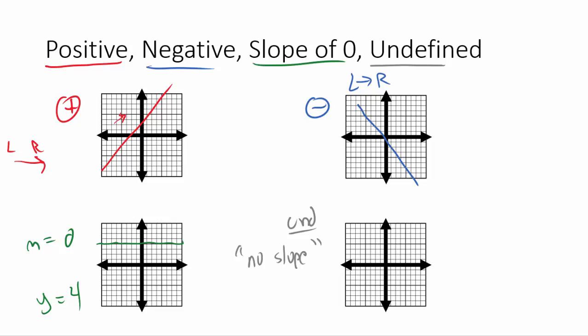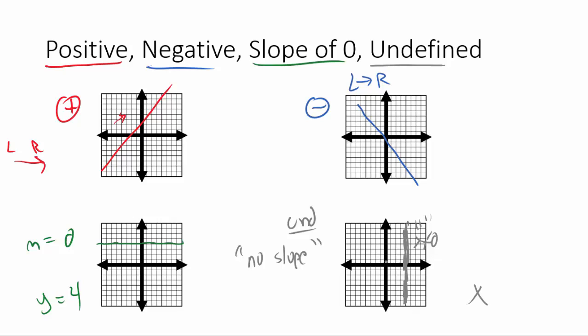Now undefined is a very unfortunate place to find yourself if you're skiing. An undefined slope is actually a vertical line. So if you are skiing off of an undefined slope, you are actually falling off a cliff here, and that would be no good. So if this is you falling, you're falling down to your death here, which is not a good thing. So undefined, again, undefined and no slope are when you have a vertical line.